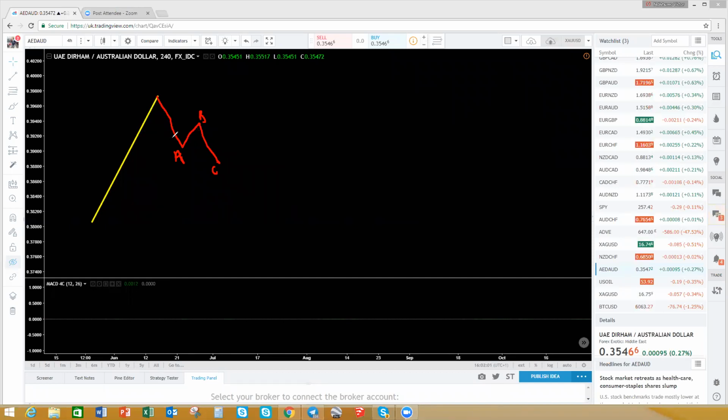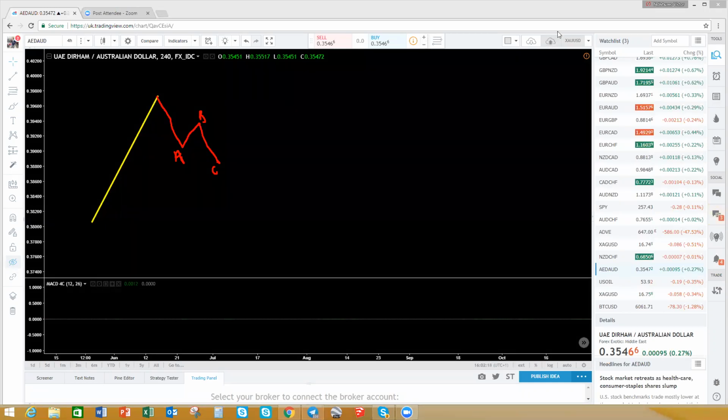Okay, and this zigzag has got rules. You need to have 5 waves under A, 3 waves under B, and 5 waves under C. A must be equal to C. Right? If they're not equal, there are fib rules that you can apply to get the estimates of where the validity of the zigzag should be.